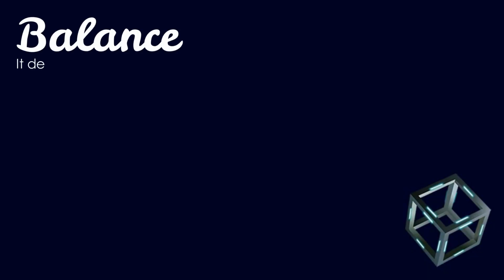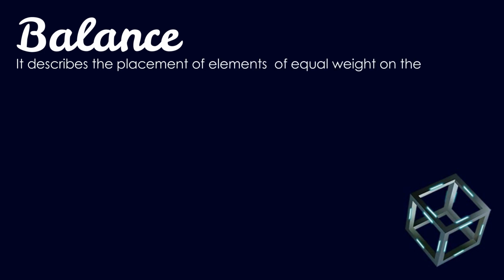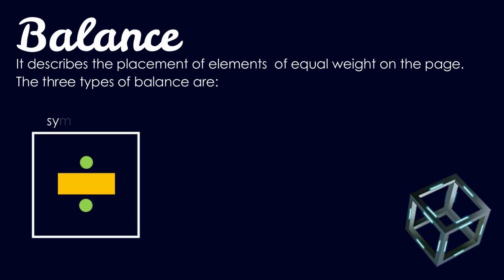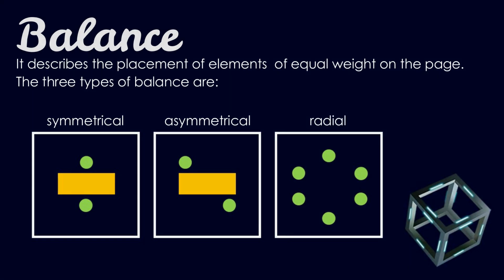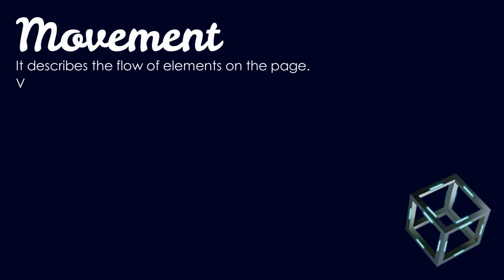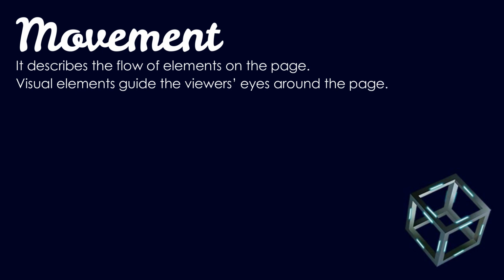Balance. It describes the placement of elements of equal weight on the page. The 3 types of balance are symmetrical, asymmetrical, and radial. Movement. It describes the flow of elements on the page. Visual elements guide the viewer's eyes around the page.